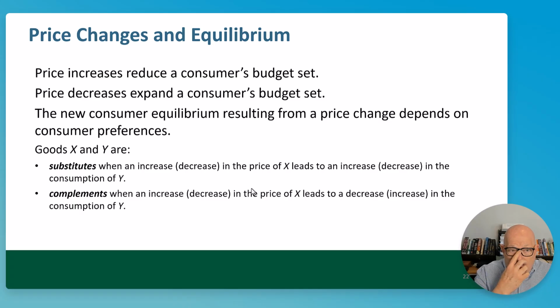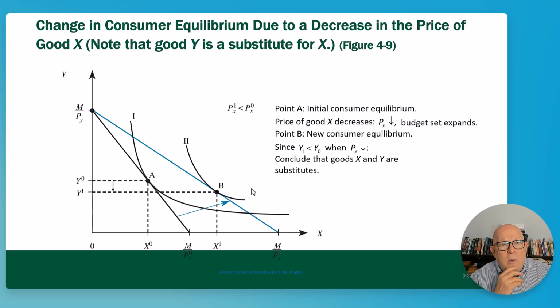So in general, remember that if we increase prices, then we're going to reduce a customer's budget set. It's going to shift to the left. On the other hand, if prices decrease, we're going to expand the consumer's budget set. The new equilibrium is going to depend upon the nature of the goods. Are they substitutes or are they complements? So we're going to deal mainly with substitutes.